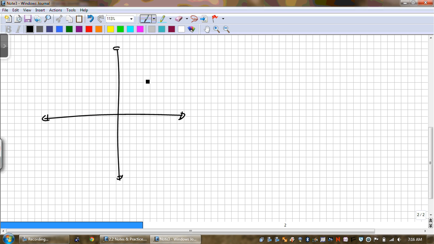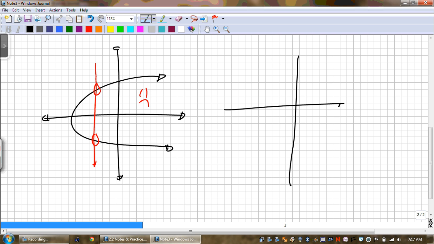But if we had a graph that looked like that, a sideways parabola, when you do the vertical line test, see how it hits twice? Not a function. And we'll have some graphs that are going to be looking a little funky. We can have graphs that look like this.